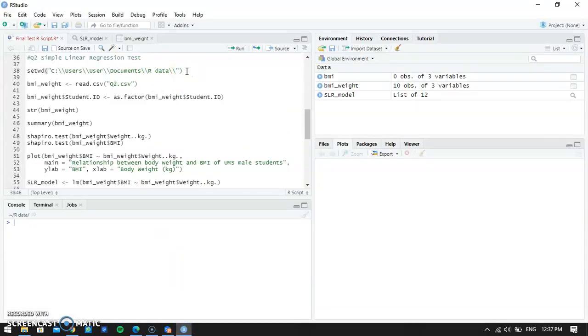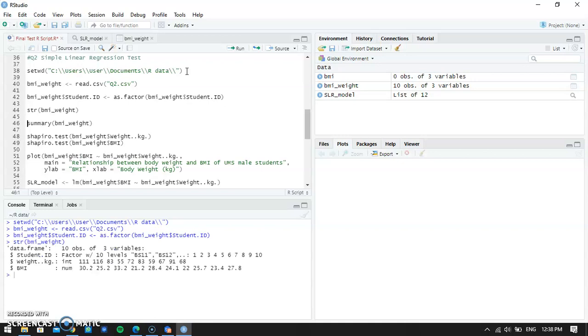First, I set up my working directory. Then I read my CSV file. I converted the student ID into factor. And this is how the structure of my data looks like. My data consists of 10 observations of 3 variables.